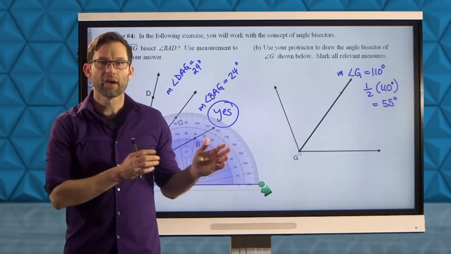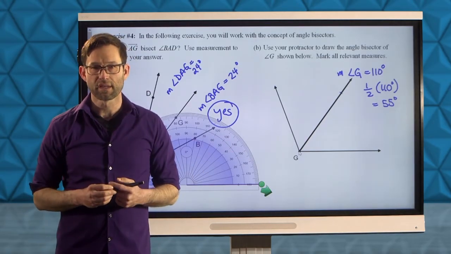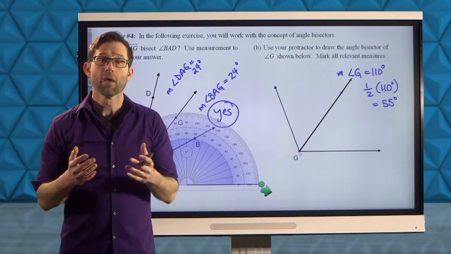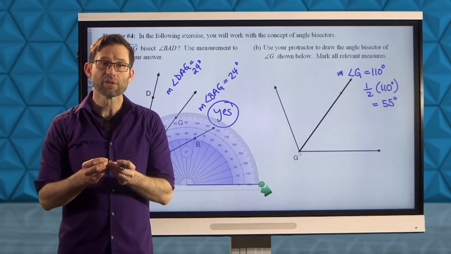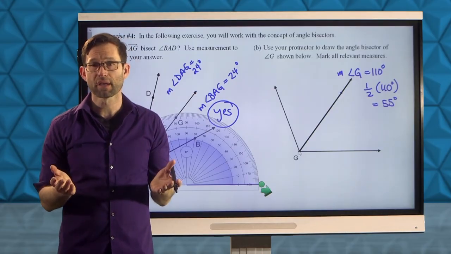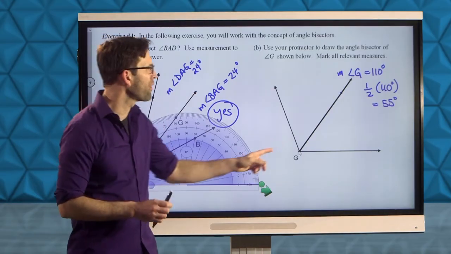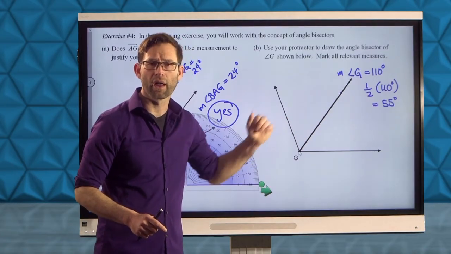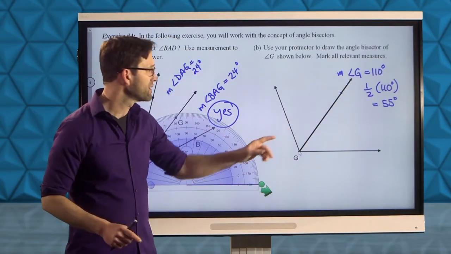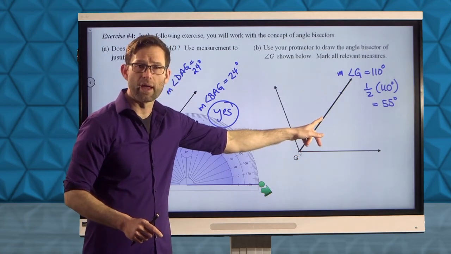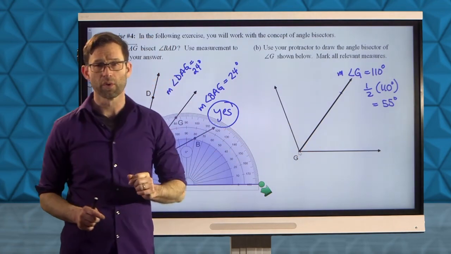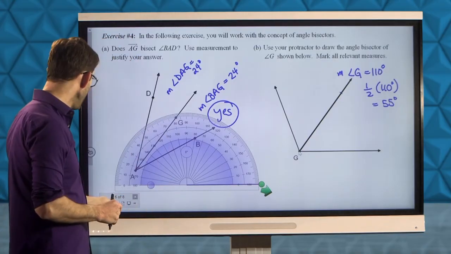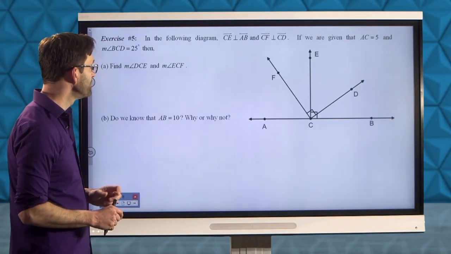Now, you're not likely to have to do this on any kind of a standardized test. This is something more from maybe, let's say, a middle school activity. But it really is important to understand simply what an angle bisector is, right? It doesn't matter how long this is. It doesn't matter whether it's a ray or a segment. The plain fact is this now is a 55-degree angle, and this is a 55-degree angle. All right. Let's move on and see if we can work with a little more terminology.